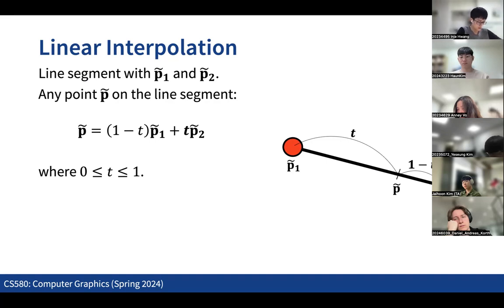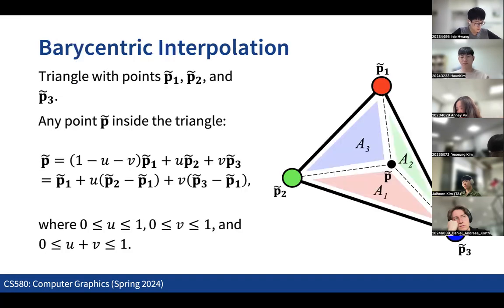The basic idea for the barycentric interpolation is to have this kind of interpolation not only for the line, but also for the triangle as well. So let's think about the case that now we are having three points defining a triangle. We're having P1, P2, and P3.